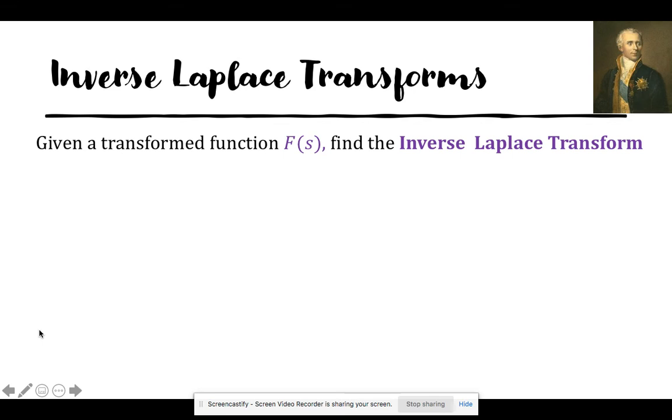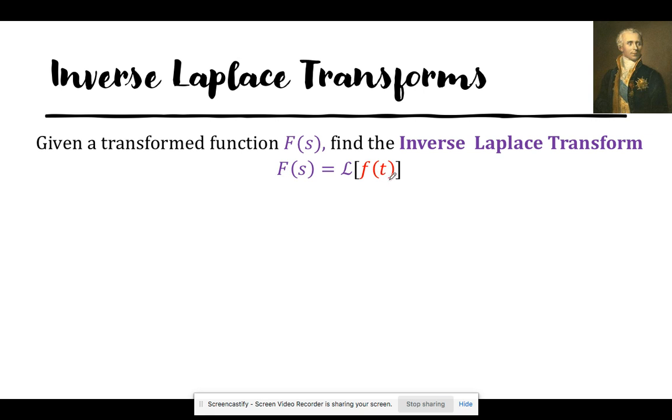Kids, time for some inverse Laplace, right? That's kind of crazy. So what if I give you a function that I've already transformed and I want you to go backwards? It's the classic undo situation. So here's capital F in terms of s, and that was a Laplace transformation of little f in terms of t.